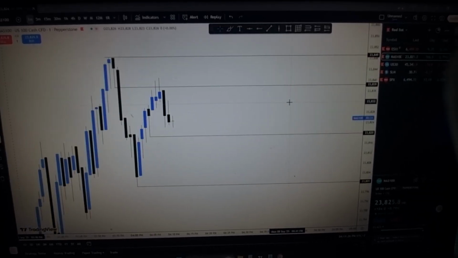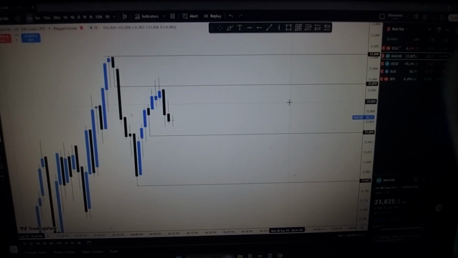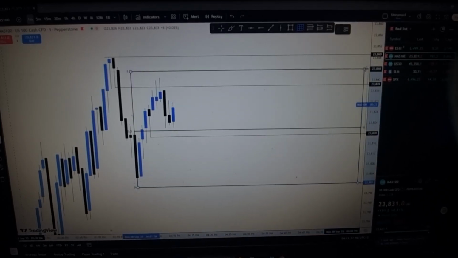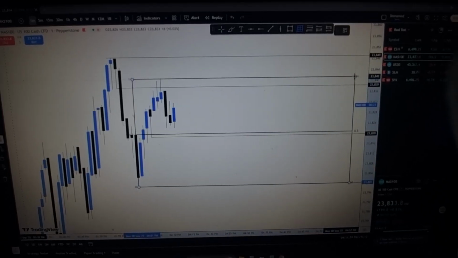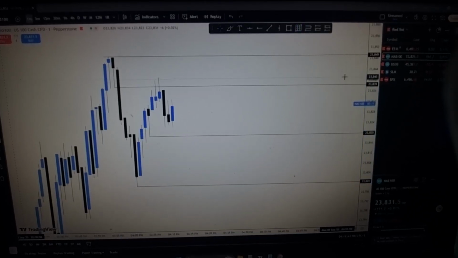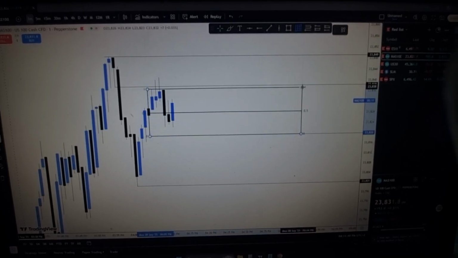Bro, we're literally going from bullish to bearish to bearish to bullish. We just tapped into 1 minute EQ. No, we did not. Okay, this is also EQ, which we did tap into.